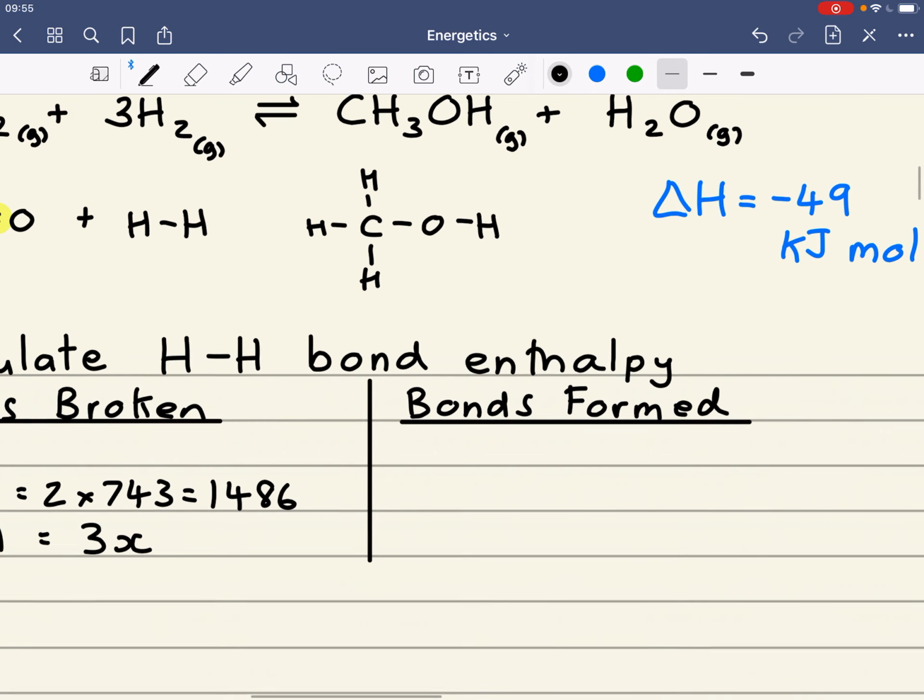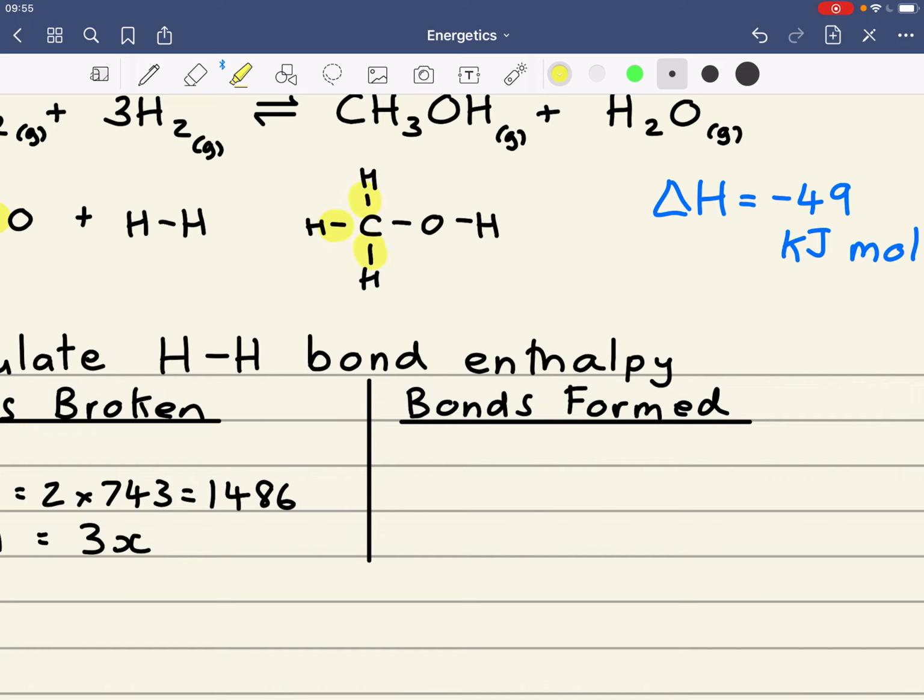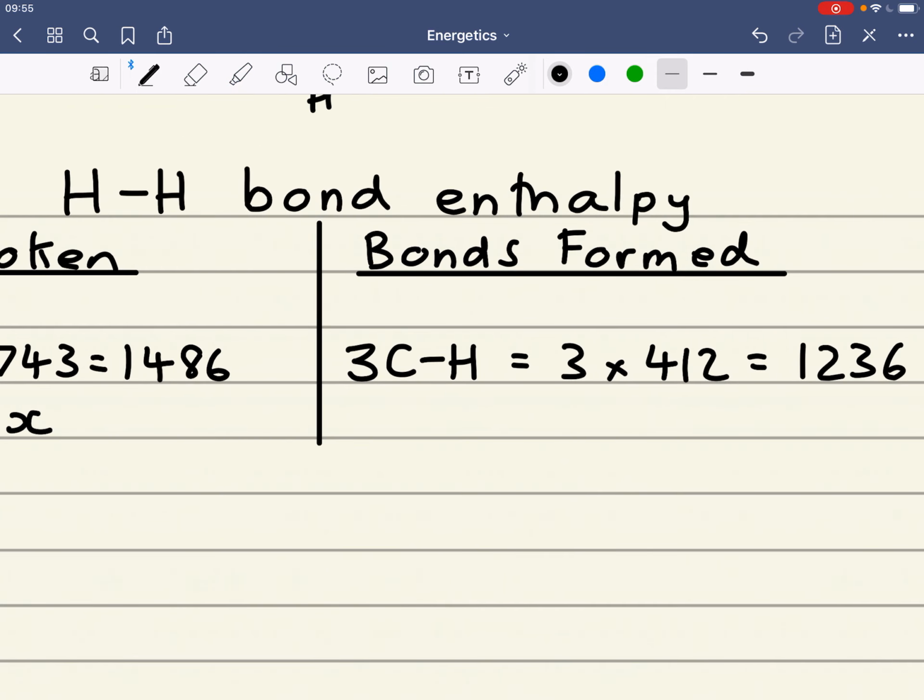And we can see that I've got 3 CH bonds, 1, 2, and 3. And that's 3 times 412, which is 1236. I've also got a CO bond there. So I've got 1 CO, which is equal to 1 times 360, which is also 360.